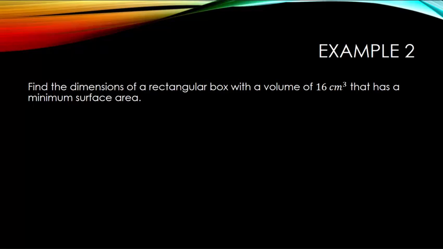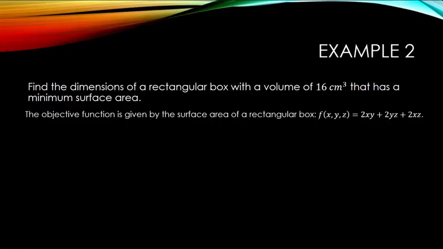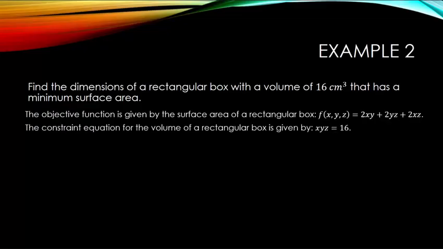Let's work another example. I want to find the dimensions of a rectangular box with a volume of 16 cubic centimeters that has a minimum surface area. I have to identify the objective function. In this case, it's given by the surface area of a rectangular box: f of x, y, z is equal to 2 times xy plus 2 times yz plus 2 times xz. The constraint equation for the volume of a rectangular box is given by x times y times z is equal to 16.